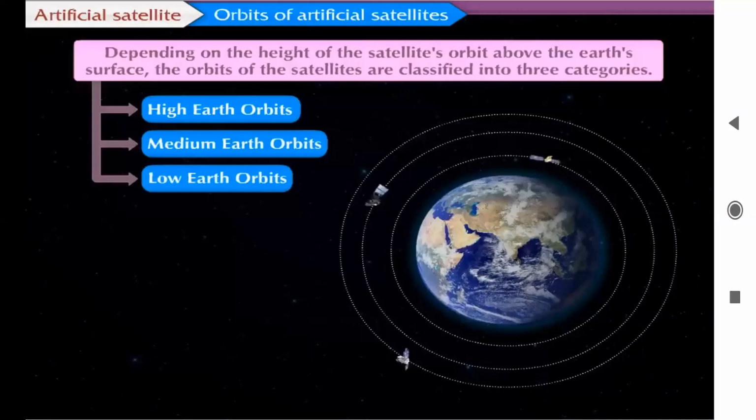Students, in the last session, we saw three orbits. The first was high Earth orbit, the second was medium Earth orbit, and the third was low Earth orbit. Depending on the height of the satellite's orbit above the Earth, they are classified into these three types of orbit.